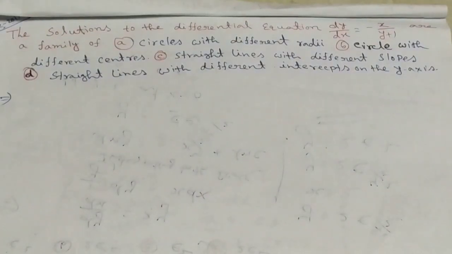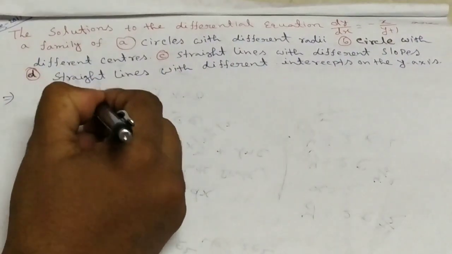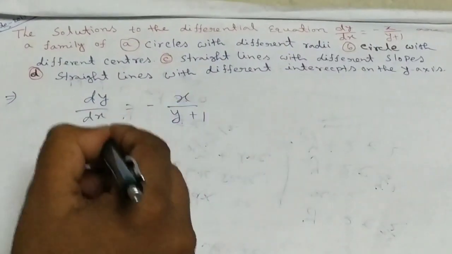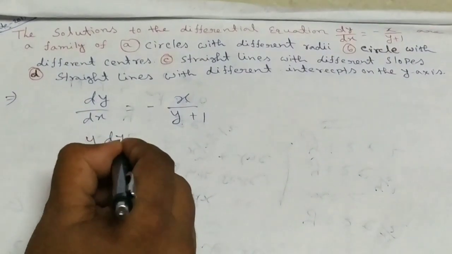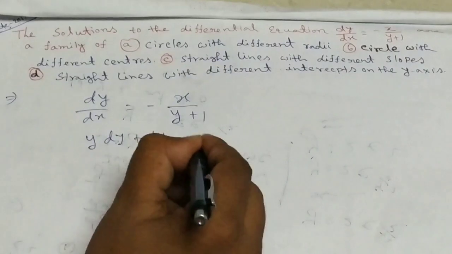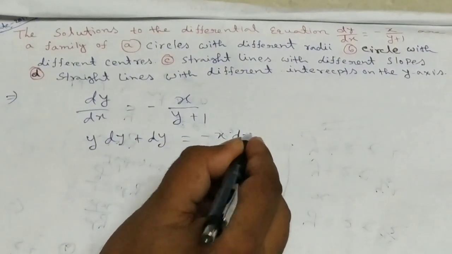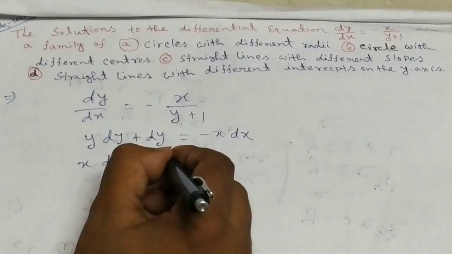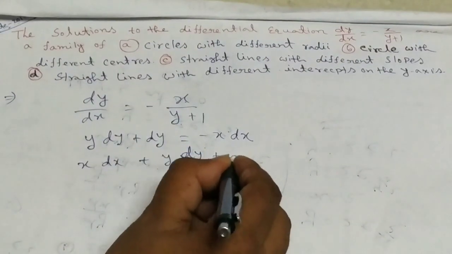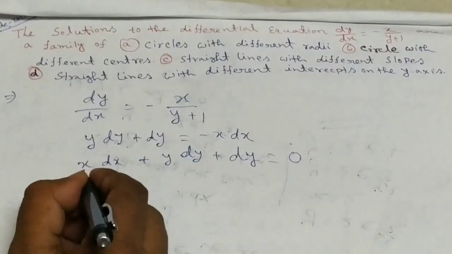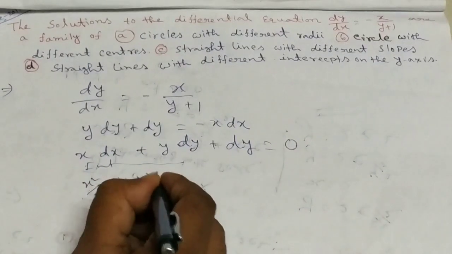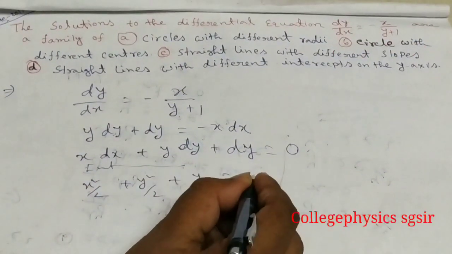So we calculate what is the solution of the differential equation dy/dx equals minus x by (y plus 1). So we can write y dy plus dy equals minus x dx. So we can write x dx plus y dy plus dy equals 0. Now integrating both sides, x square by 2 plus y square by 2 plus y is equal to a constant.